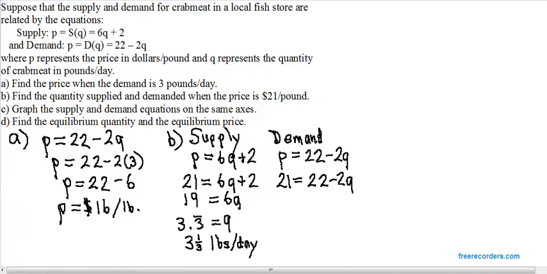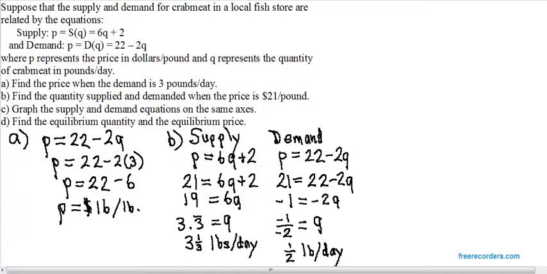Let's find the quantity demanded. If I subtract 22 from both sides of the equation, 21 minus 22 gives me a -1 on the left side. And now to get Q by itself, I divide both sides by -2. A negative divided by a negative is a positive. 1 divided by 2 is 1/2. So the quantity demanded at a price of $21 per pound is a 1/2 pound per day.